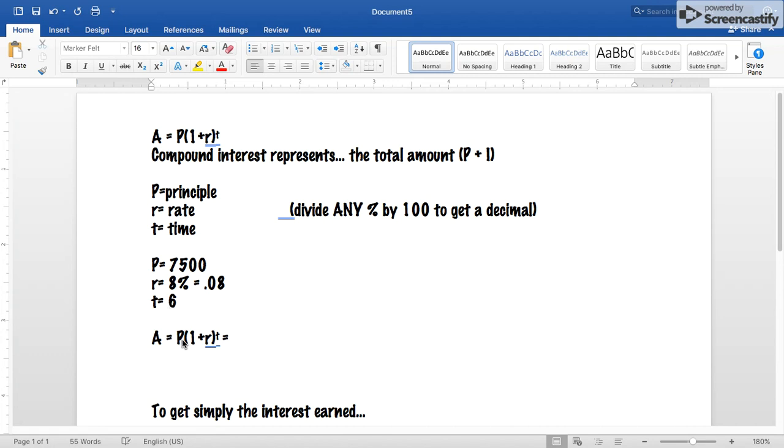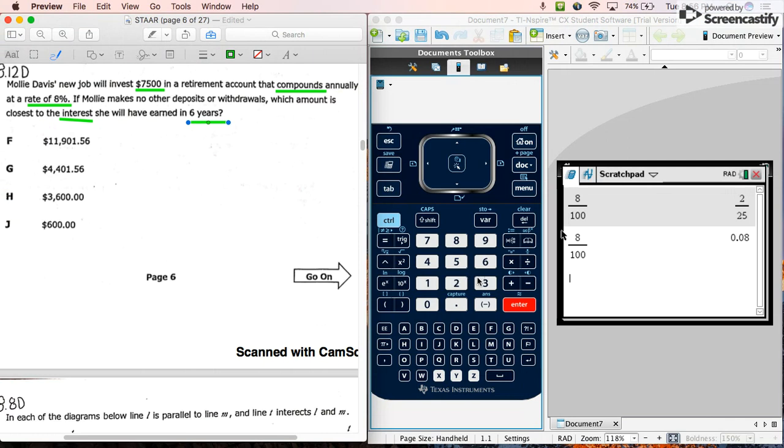So I'm going to set up my equation first. I'm going to put 7,500, parentheses, 1 plus R, which was 0.08. That's my rate. With my exponent, I know I need to put in a 6. Okay, so now that I have my formula set up, I'm ready to put it in my calculator and see what I get for compound interest. So let's go ahead and do so.